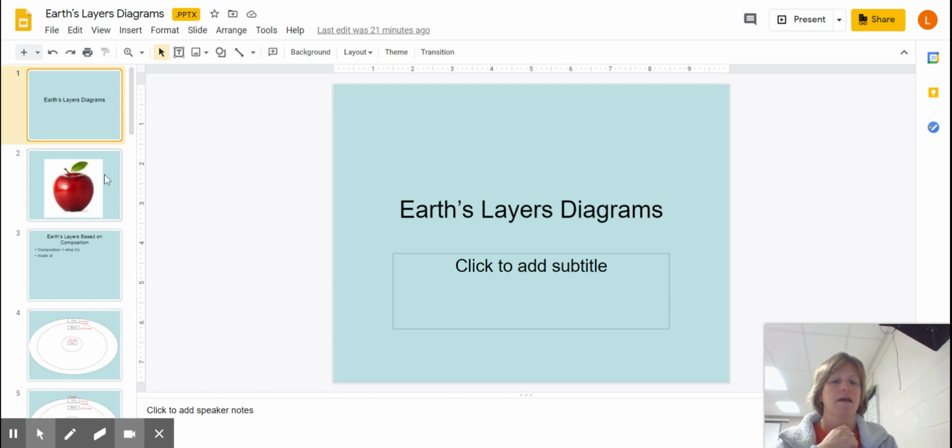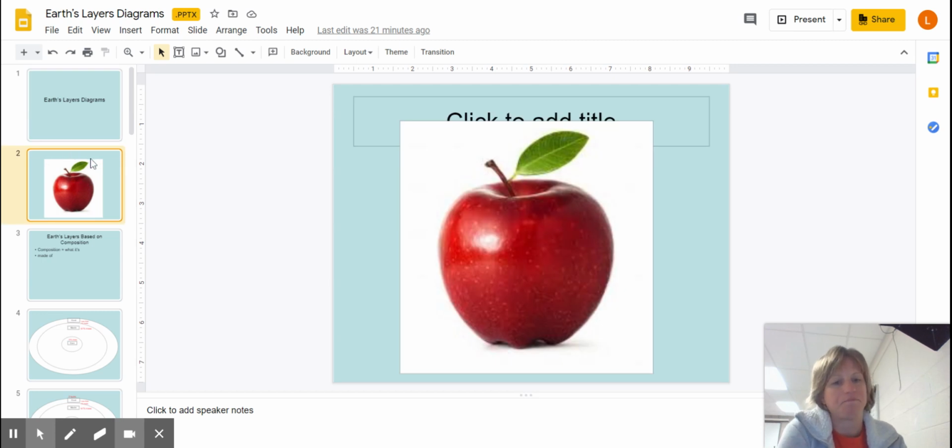So let's start with this. I have an image here of an apple. And you might be thinking, why would you put that there? Well, think about our planet and how it's kind of like an apple. Just like the earth has layers, so does an apple. And if you think about the layers, have you ever peeled an apple and tried to get the skin? It's very, very thin. That's similar to the crust. The inside of the apple is called the core of the apple, just like the inside of our planet.